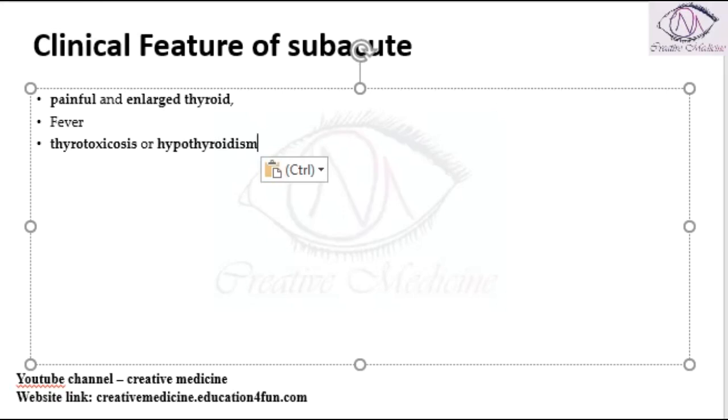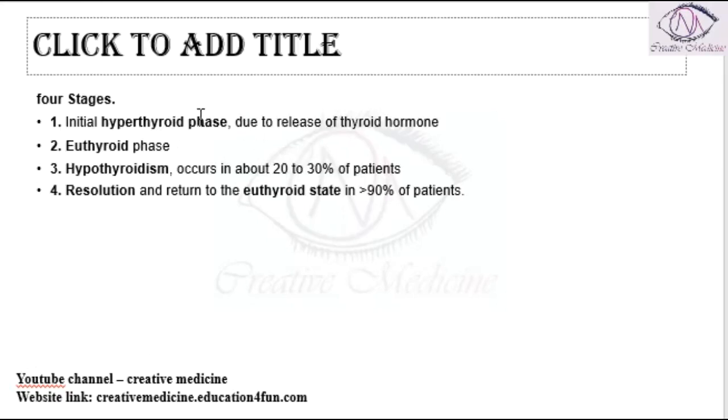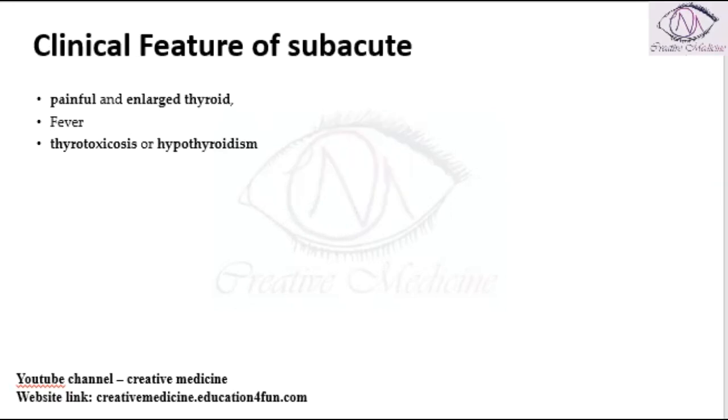Actually, it has four stages. The first stage is a hyperthyroid state due to the release of hormones. Then there will be a euthyroid stage, followed by hypothyroidism, and resolution going back into the euthyroid state. So based on the state, we see features of hypothyroidism and hyperthyroidism.